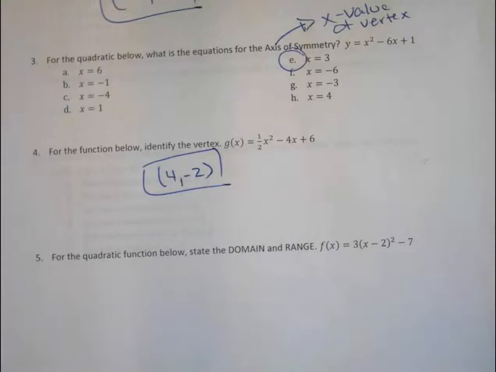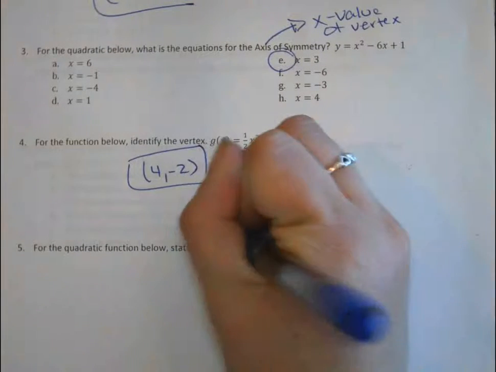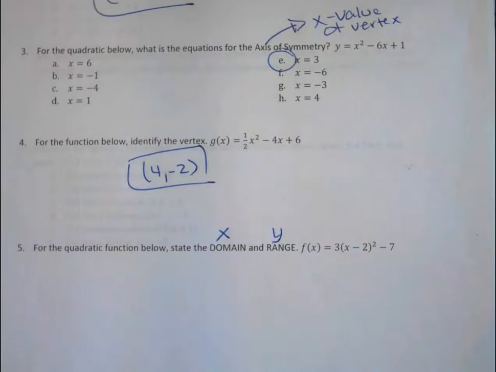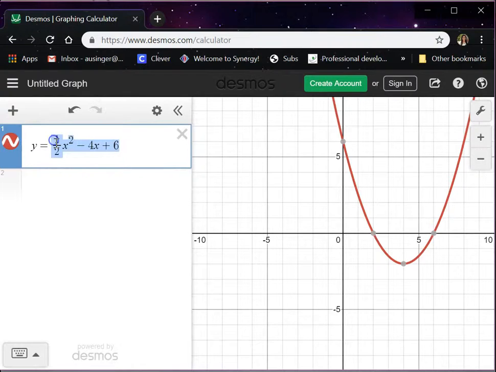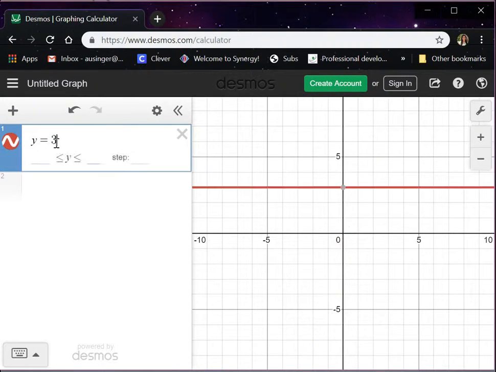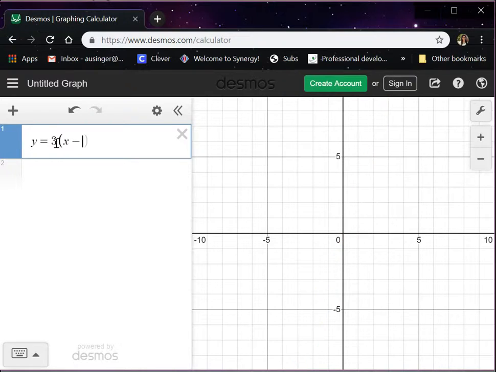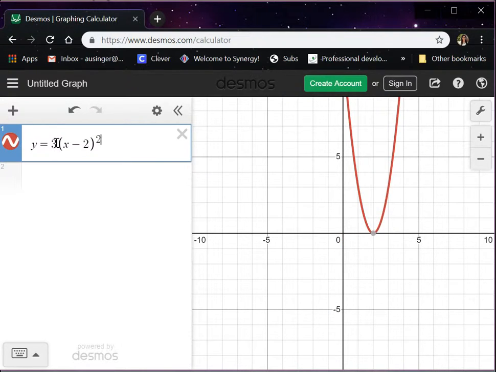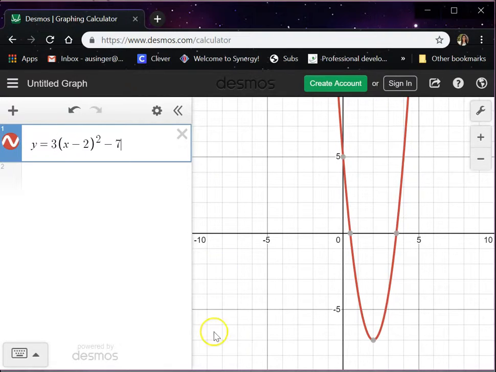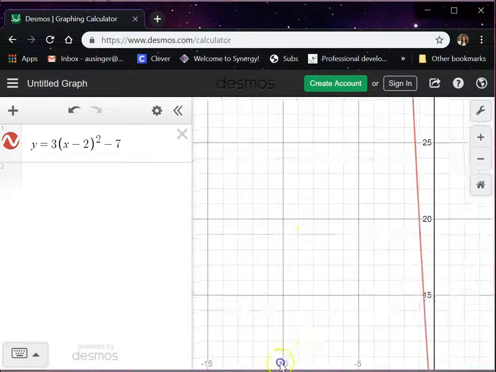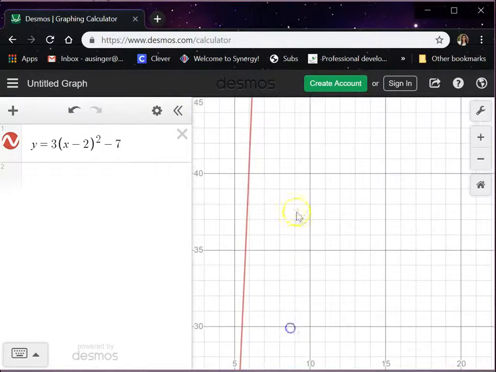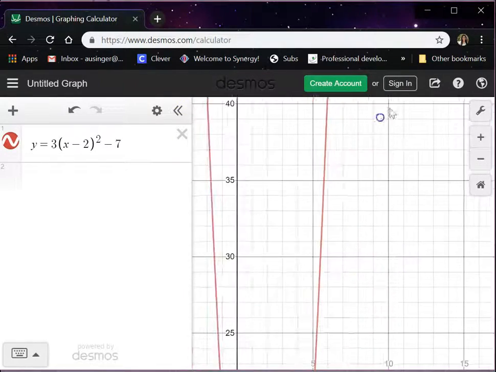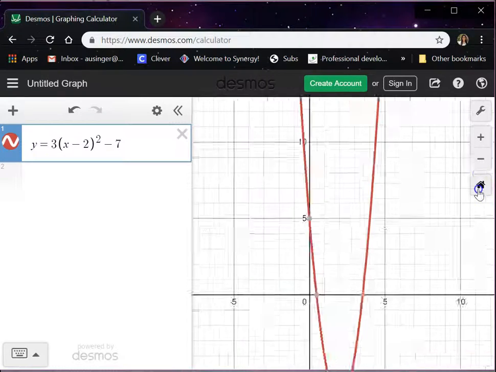Okay. Number 5 wants the domain and range. Remember, domain is the x values, and range is the possible y values. That is important. Going back here, I'm going to look at the equation. So I'm going to type parentheses x minus 2 squared minus 7. Okay? So what I do to find domain and range: for all quadratic equations, it's going to keep going left forever, and the same thing on the right side, it's going to keep going right forever. I just click home to go back.